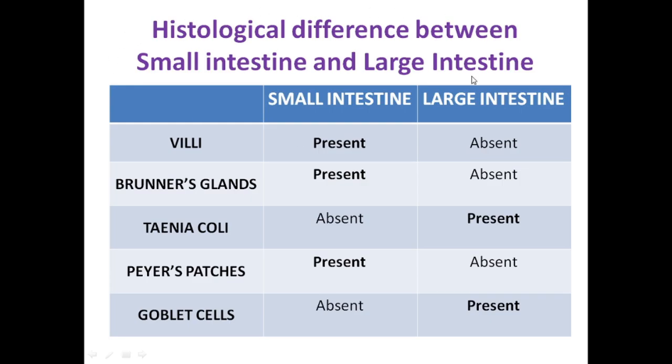So first we should know what is the histological difference between the large intestine and small intestine. The villi, that is the finger-like projections of mucosa, are absent in the large intestine. They are present in the small intestine. There will be no Brunner's gland in the submucosa. There will be no Peyer's patch in the lamina propria, but there will be a large number of goblet cells present in the large intestine, and the longitudinal muscle layer of the muscularis externa will not be uniform.